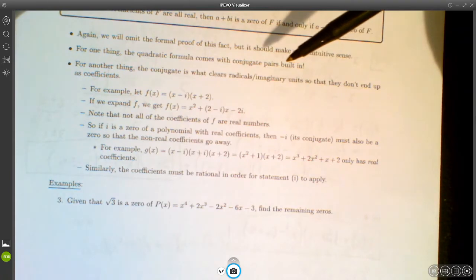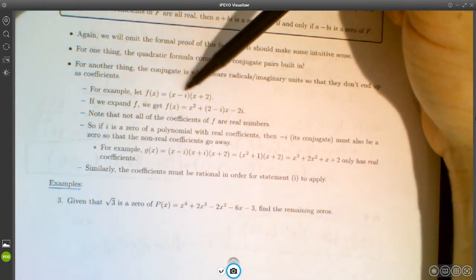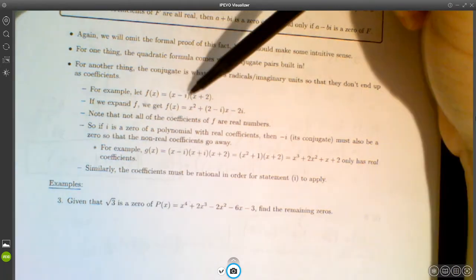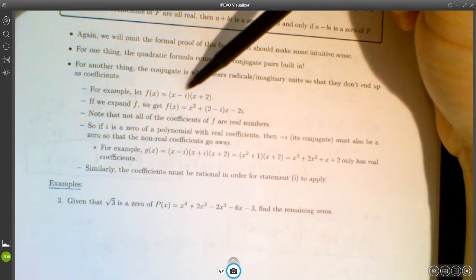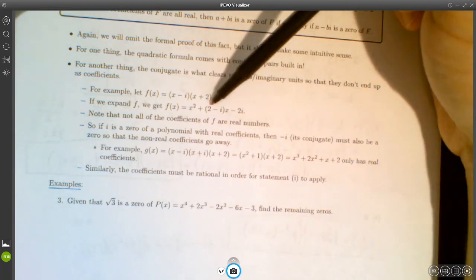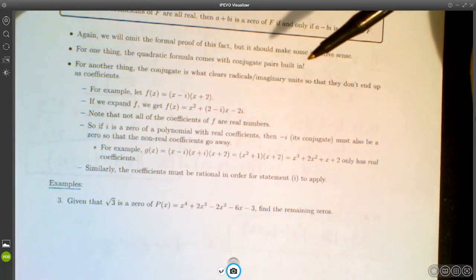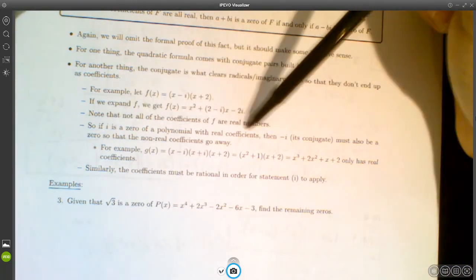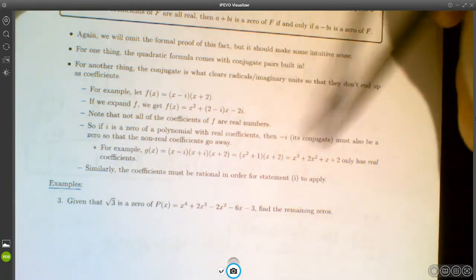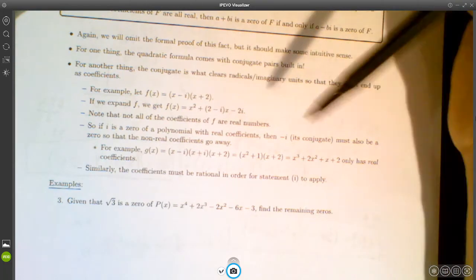For example, let's say that f of x is x minus i times x plus 2. If we were to expand this, we would get x squared plus 2x minus ix minus 2i. We would get these non-real coefficients. Okay. So if i is a 0 of a polynomial with real coefficients, then negative i, its conjugate, must also be a 0 so that the non-real coefficients go away, right?